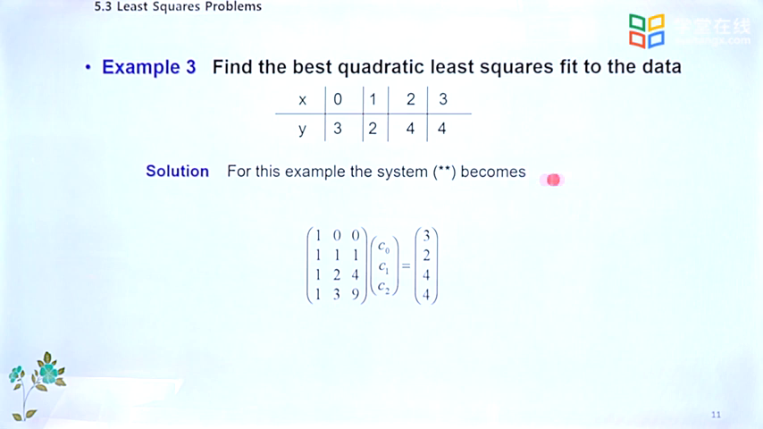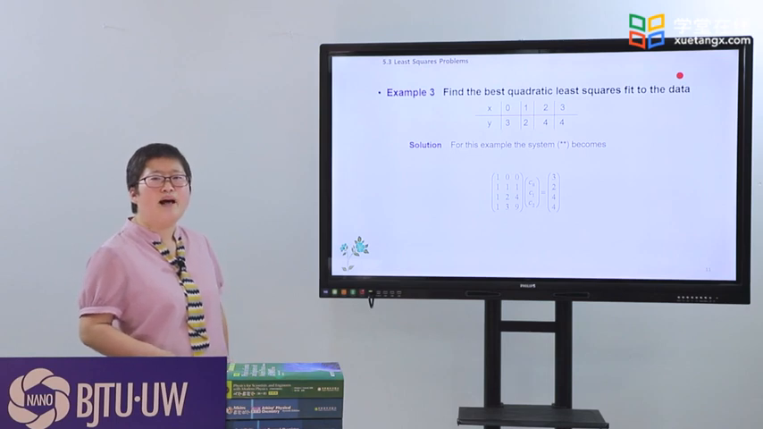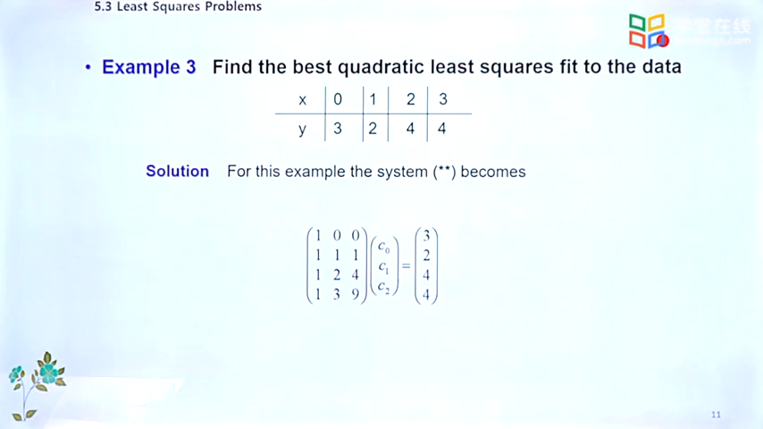For this example, the system becomes here. The first column is 1, 1, 1, 1. The second column is x1, x2, x3, x4, so it's 0, 1, 2, 3. The third column is power 2, so it's 0, 1, 4, 9. Because it's a quadratic function, we only consider 3 columns, so it's C0, C1, C2. And the right-hand side is y, so it's 3, 2, 4, 4. So the quadratic function should be y equals C0 plus C1x plus C2x power 2.